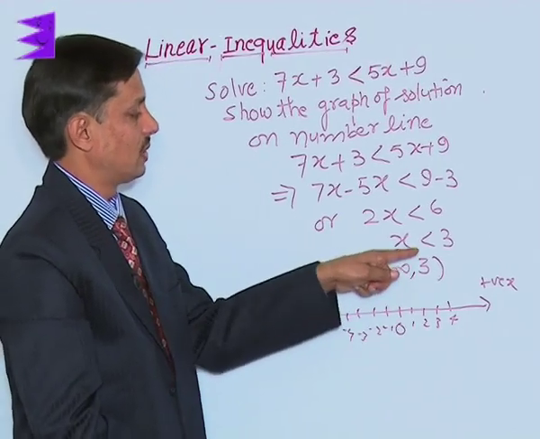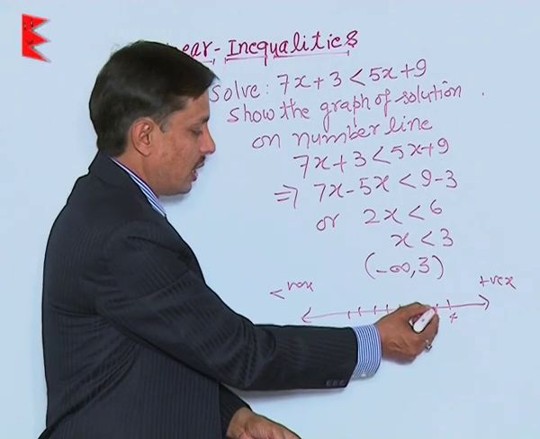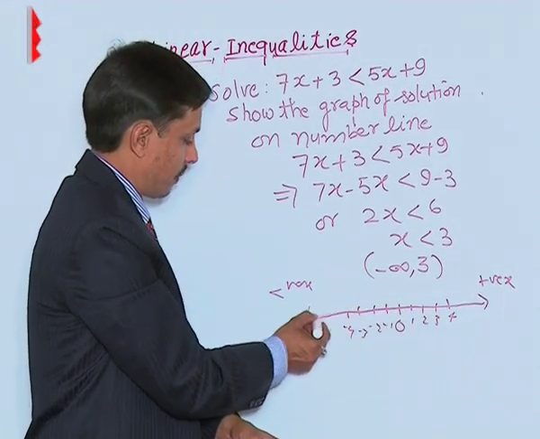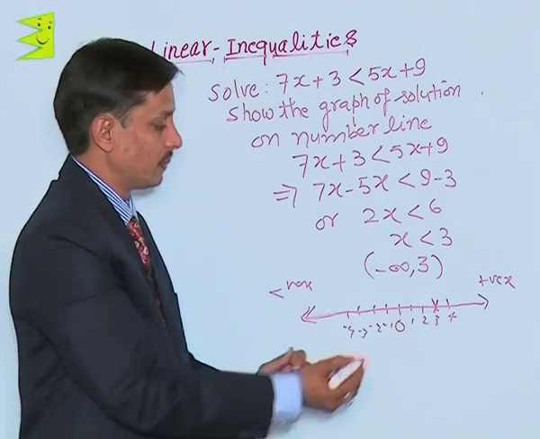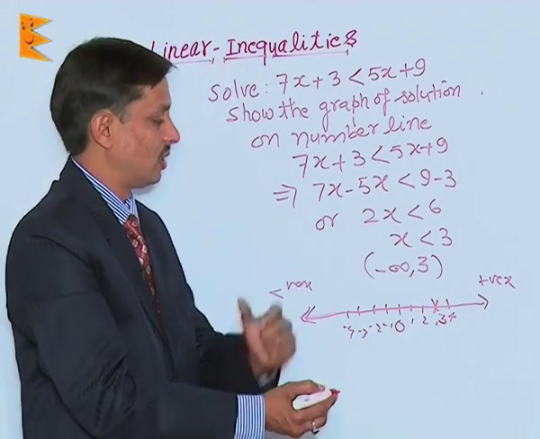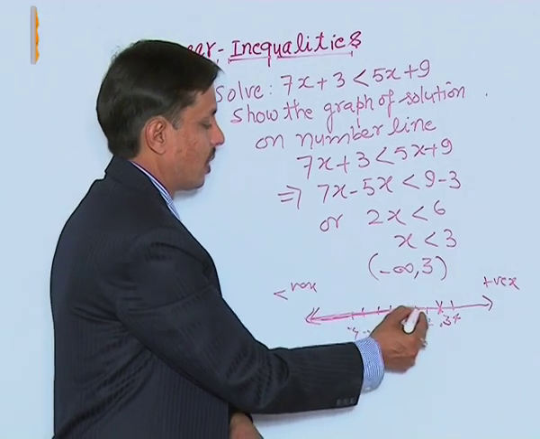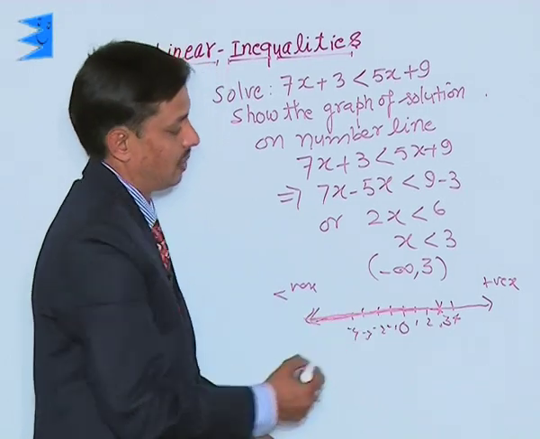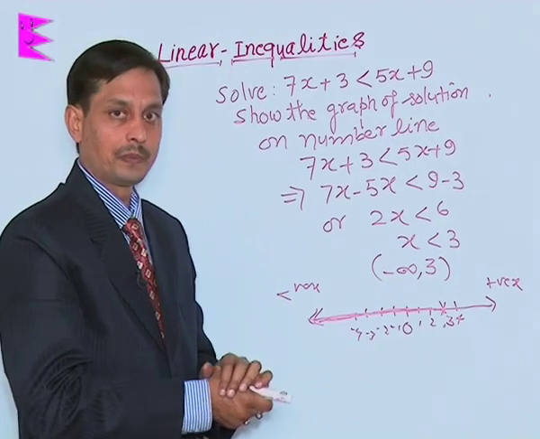Here solution says value of x is less than 3. Means each value which is less than 3 but what? But not equal to 3. So I am putting a cross on 3. This 3 is not in the set, but every value less than 3 is the solution. So if I darken this line which is on the left side from the value 3, it shows that this is the representation on the number line.